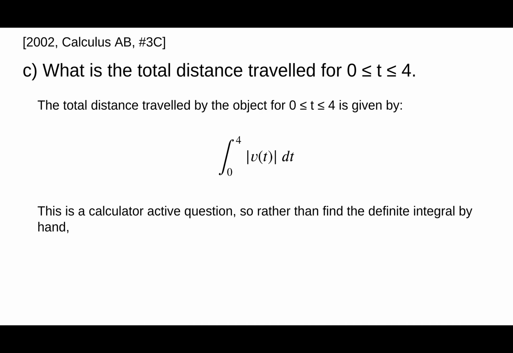you can set this up and do this on your calculator rather than try to figure out by hand if there's anywhere where v of t changes sign and then have to split it up into two separate integrals. As long as you write down what calculus you are asking your calculator to do, you should be fine using your calculator to do this. The integral from 0 to 4 of absolute value of v of t dt is the integral from 0 to 4 of the absolute value of sine pi thirds t dt, and that turns out to be about 2.387.